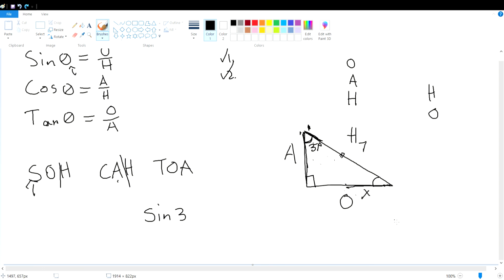Let's try another one. In this case, we're going to be using a different function, because doing the same sine function is dumb. Let's just say in this scenario, our reference angle is still 37, and opposite side is still going to be x. But they give me the adjacent side as 8. Now I have to find this side.